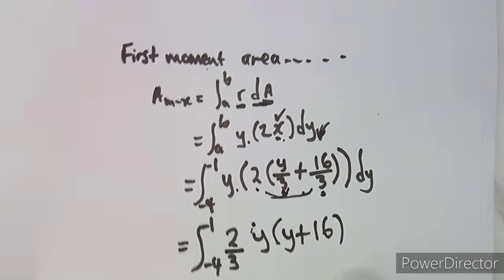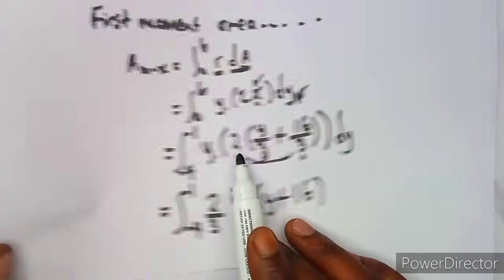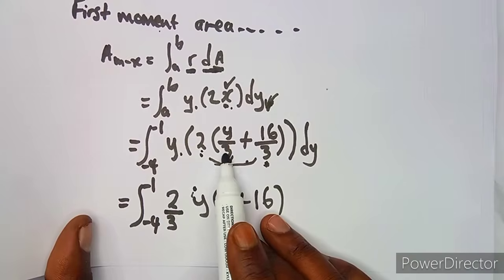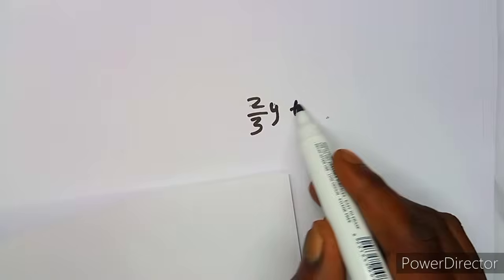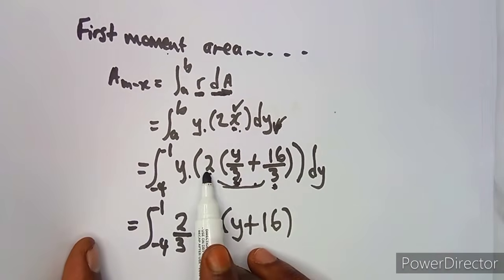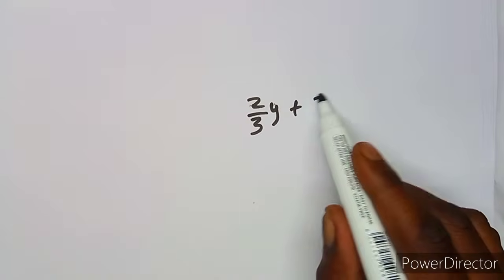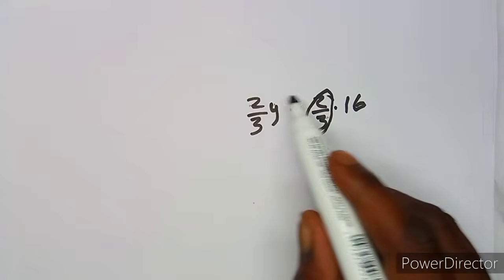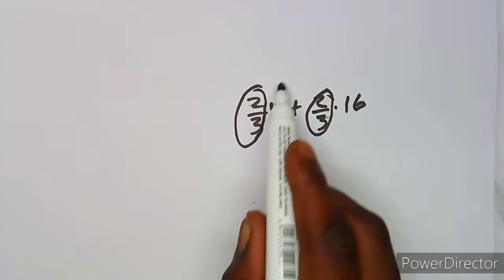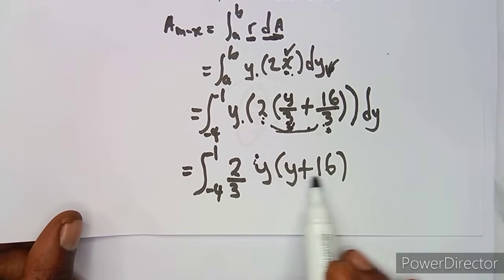Or you could have just done this, guys. You could have done this 2 into this one. You multiply, that's 2 times y, which is going to be 2 over 3 y, plus, you multiply again, that's 2 over 3 times 16, just like what you did on y, 2 over 3 by 16. As you can see, 2 over 3 is common, so you can factor it out. That is what you just did here. You have factored out 2 over 3, so this is what is going to remain.